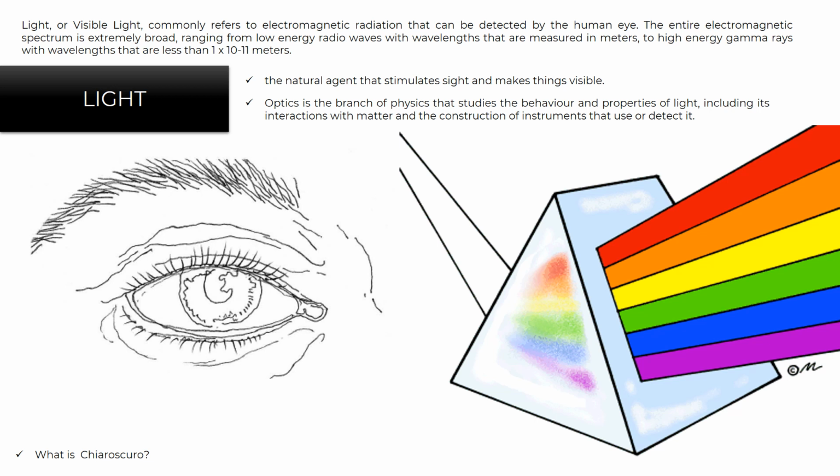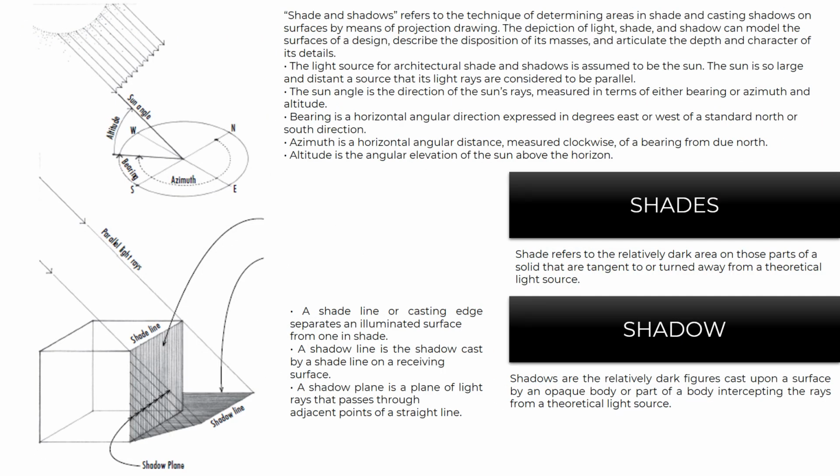The study of light is called optics. It's a branch of physics that studies the behavior and properties of light, including interactions with matter and the construction of instruments that use or detect it. In elementary, we already saw this image of the prism in which the trajectory of light, when it enters the prism, it also creates color. So what is shade and shadow?